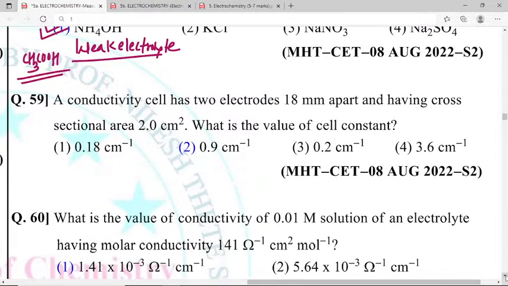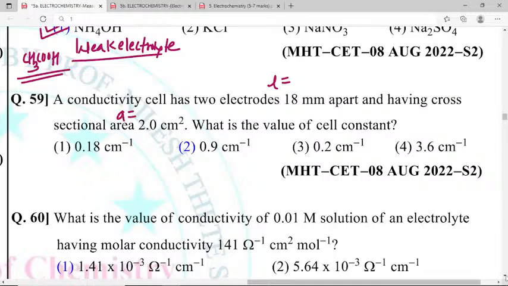Next question, a conductivity cell has 2 electrodes. They are 1 millimeter apart and have area of cross section A centimeter square. So this is 1 millimeter, we have to convert it to centimeter. Always remember. What is the value of cell constant? Millimeter must be converted into centimeter. This is one of the traps here.